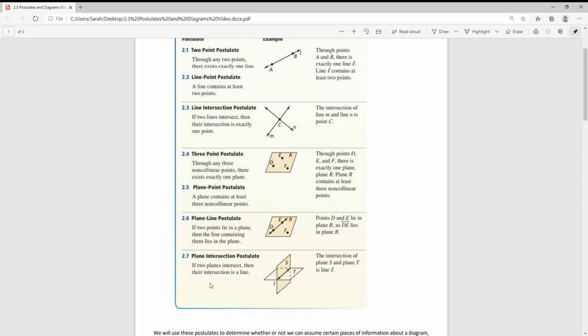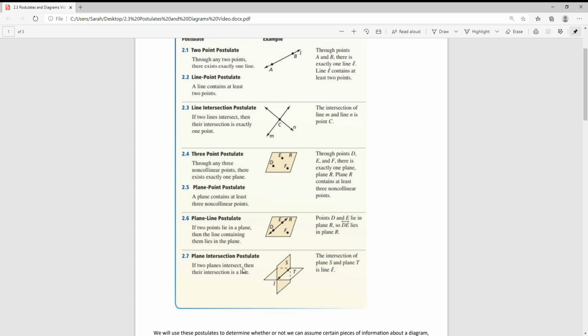And last but not least, the plane intersection postulate. Now we're talking about when planes intersect instead of lines intersecting. If 2 planes intersect, then their intersection is a line. So here we have plane S, which is kind of vertical, and plane T, which is almost horizontal. They intersect at line L, which is that line that's drawn in.